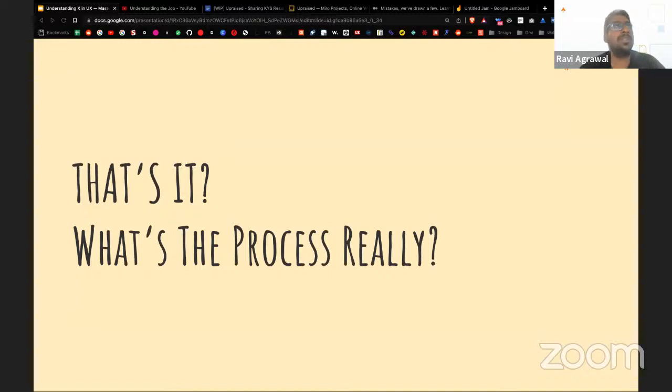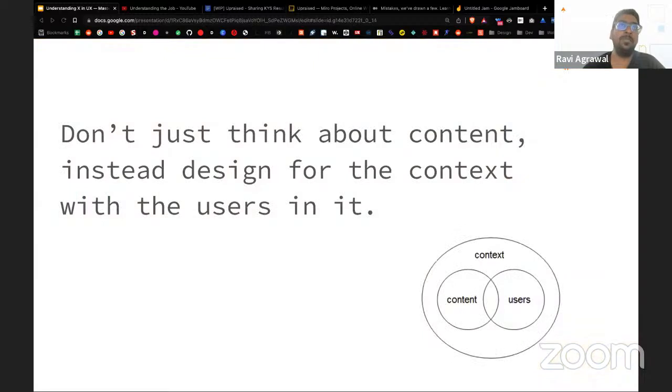Sounds simple. That's it. Mostly, to put it very simply, that's it. But what is the process really, right? So let's talk about what is important to get user experience right. Don't just think about the content. Instead, design for the context with the users in it, right?